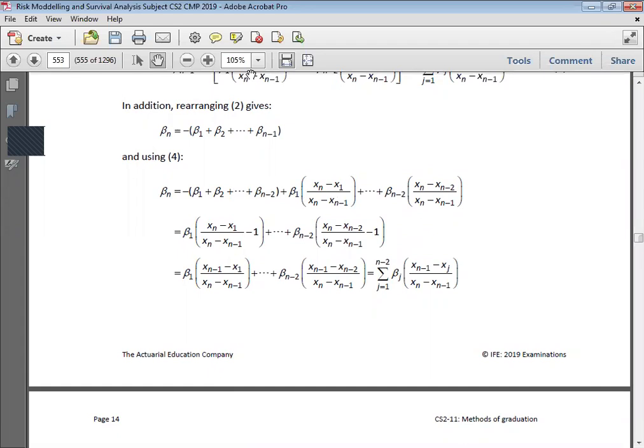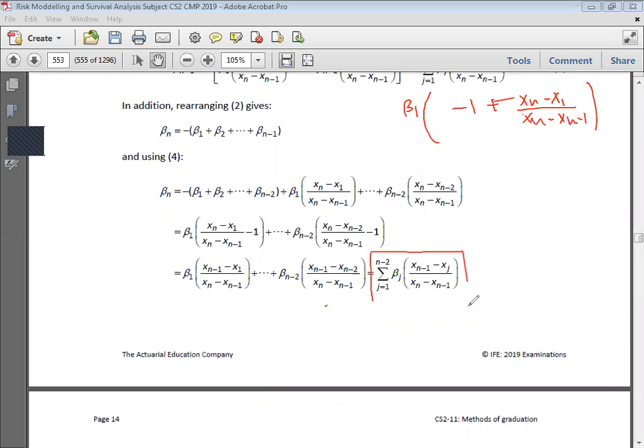So what you will have here is beta 1 times minus 1 plus xn minus x1 upon xn minus xn minus 1. And if you do this additional subtraction, this is what you are bound to get. You just multiply and subtract and all of this. So this is the answer that you will get, which can be summarized as this thing. This is nothing but just the value that you get for your beta n.